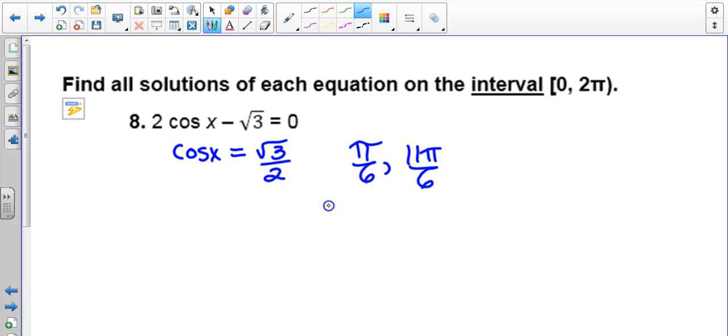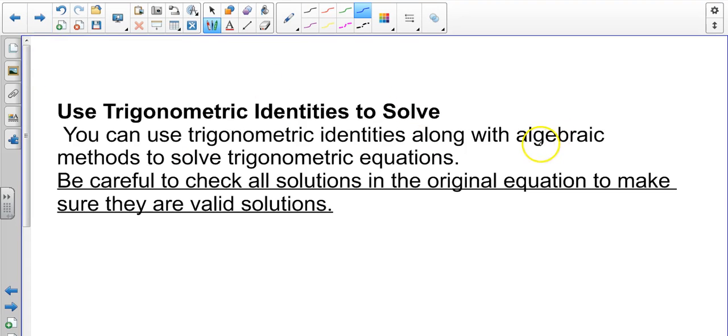Everybody okay? Yeah. That's it, because it said between 0 and 2 pi, right? Mm-hmm. All right.